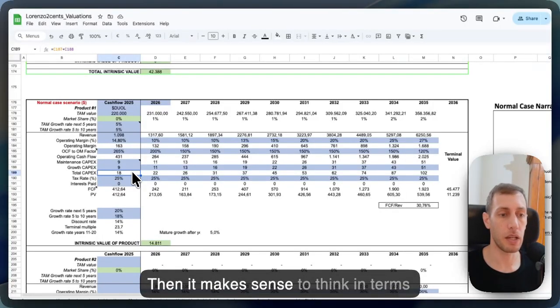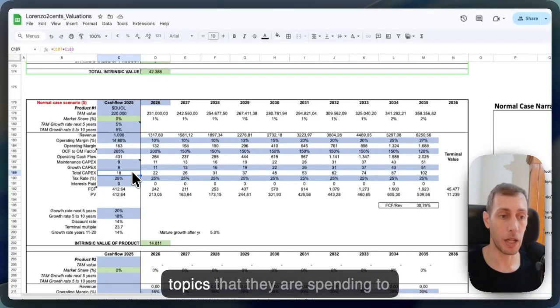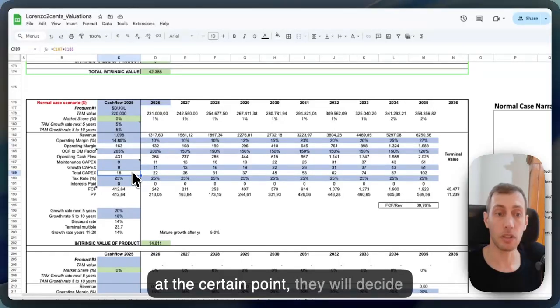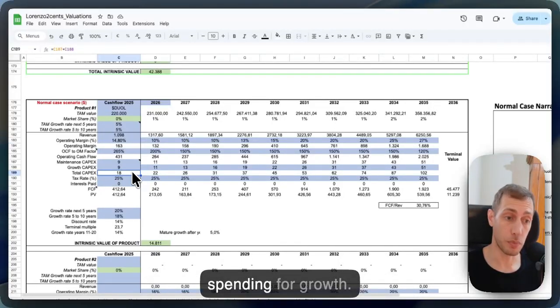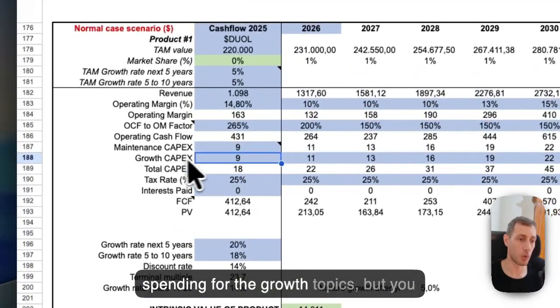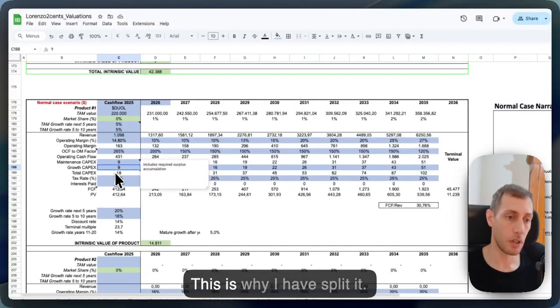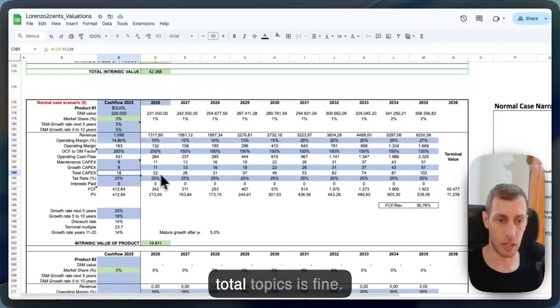Then it makes sense to think in terms of how much is the capex that they are spending to grow and how much is the capex that they are spending to maintain the infrastructure. Why? Because at a certain point they will decide they are mature enough to lower the spending for growth. So it means that you can lower the growth capex, but you still need to maintain the maintenance capex. This is why I've split it. But in this case, you just consider the total capex is fine.